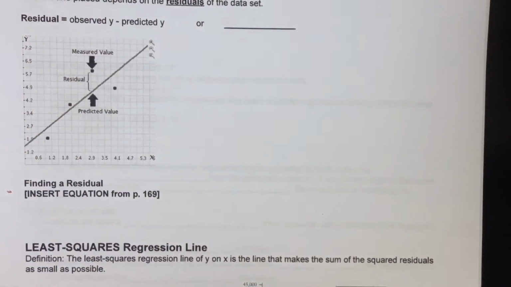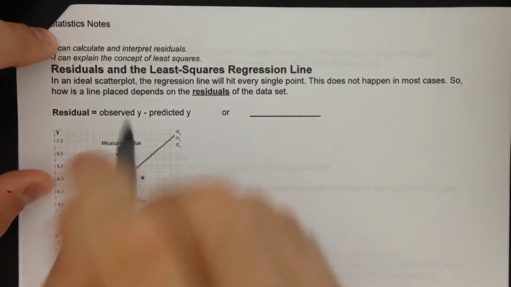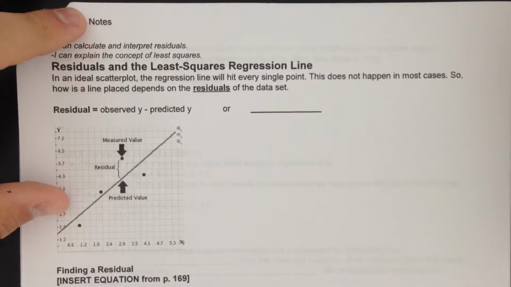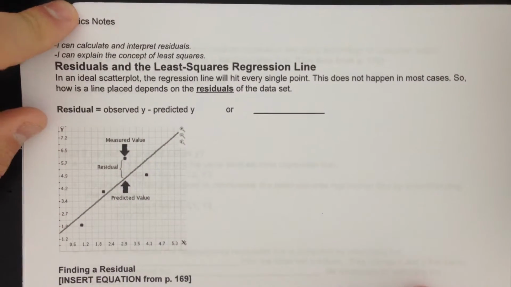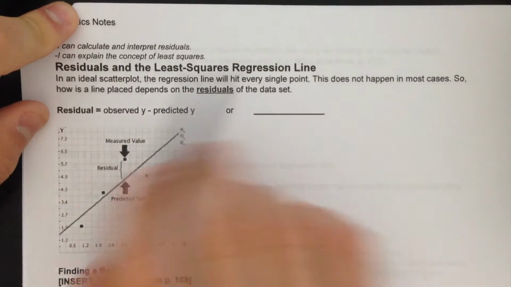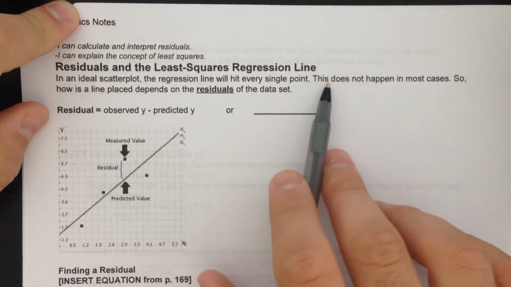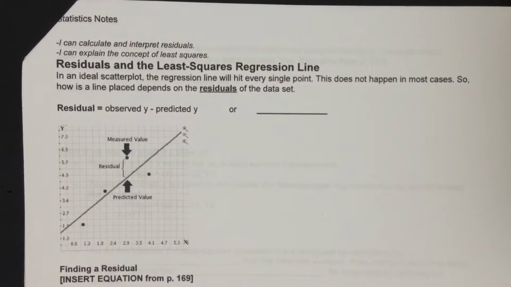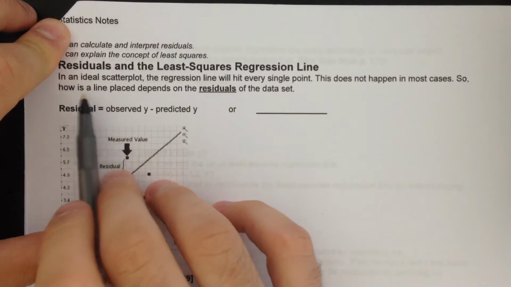Okay. So you're going to be able to explain, interpret and calculate residuals, and you're also going to be able to explain the concept of least squares. Explaining the concept of least squares is important to understanding where it comes from, because sometimes when you have to predict for a different variable, you'll understand the steps we need to take in order to do so. So, residuals and the least squares regression line. In an ideal scatter plot, the regression line will hit every single point. That's ideal. This does not happen in most cases. Nothing is perfect. There are all other factors that affect our data, so we're never going to get that perfect set of data where they line up exactly on the least squares regression line.